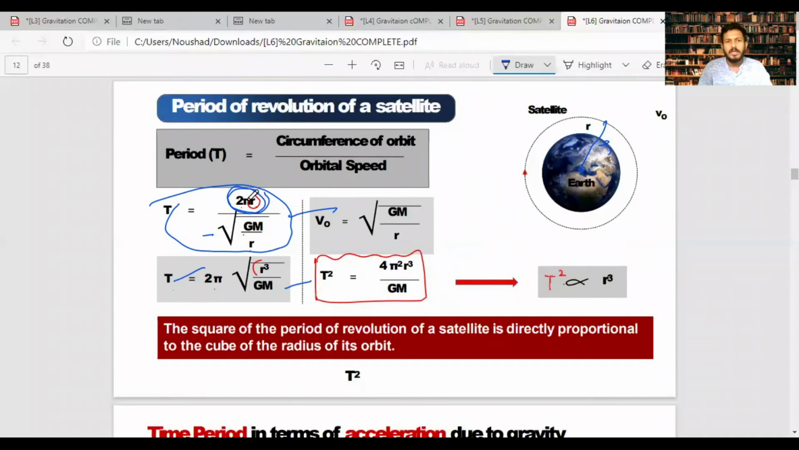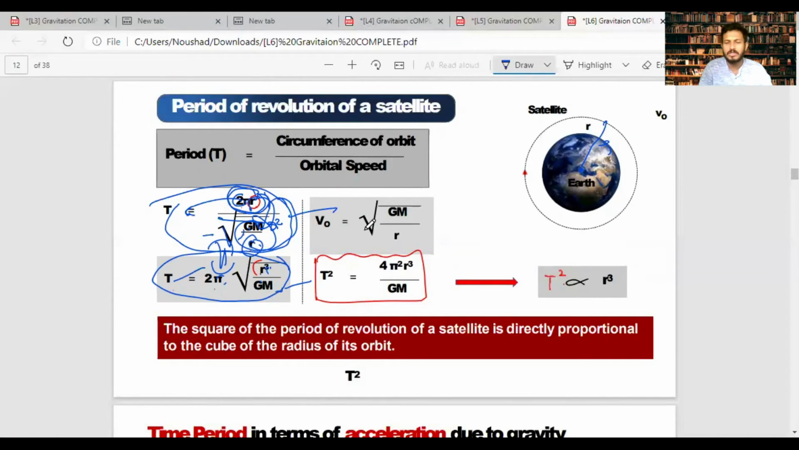If this 2 pi is taken outside, it becomes 2 pi into root r cube by GM. It's also right because from r cube, r square is taken outside, so it is r. And root r by GM is inverted, so it goes to the denominator as root GM by r. This and this equation are the same, but this r is taken into the root. So it becomes r cube, and when it goes into the root, it is r square, and the GM by r also gives an r, so it becomes r cube.